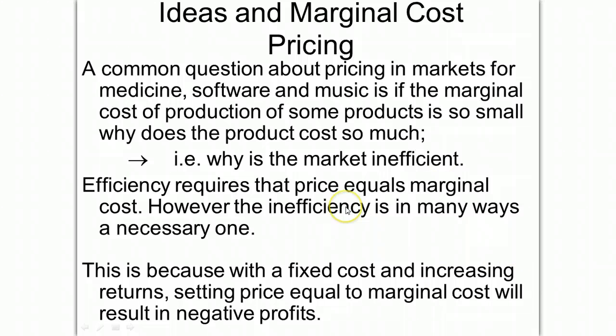So efficiency requires that price equals marginal cost. However, the inefficiency is in many ways a necessary one, and it's perhaps an area where economists won't argue for perfect competition. With the price being so high, and so high above marginal cost, it prevents some people from using it. The market doesn't generate the full amount of welfare.